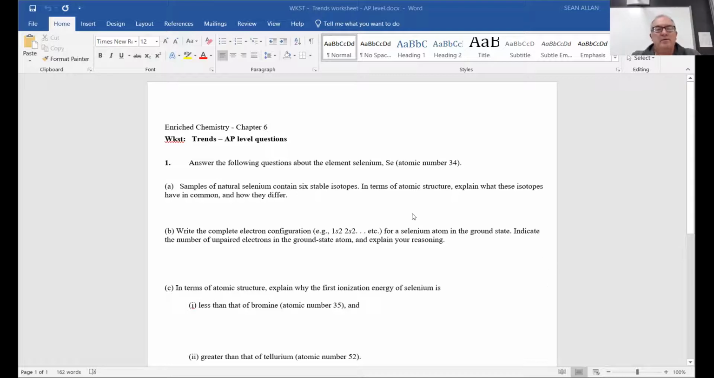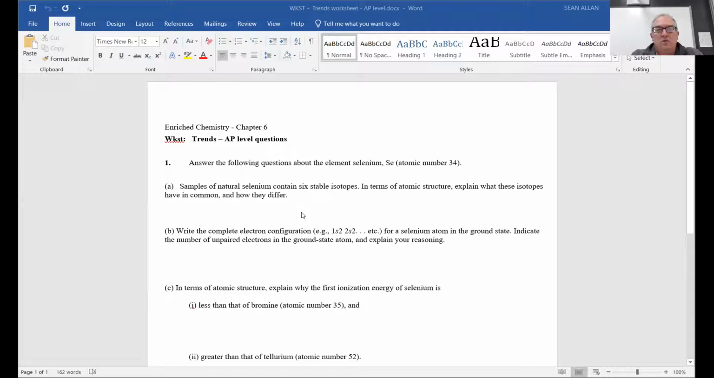The way the tests are done is you get AP questions like this. The big thing that you have to learn is to answer the questions completely. Yes, no, or just saying there's a trend is not enough. You need to explain why. So we're going to practice those a little bit today, and I was going to do a couple of them with you.